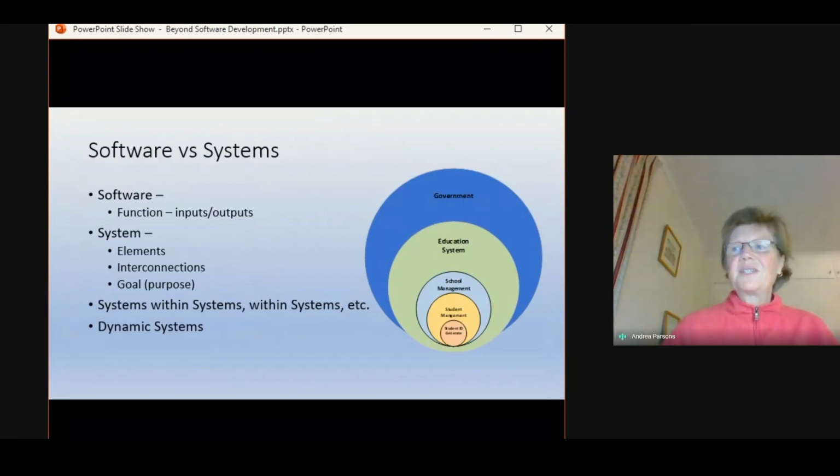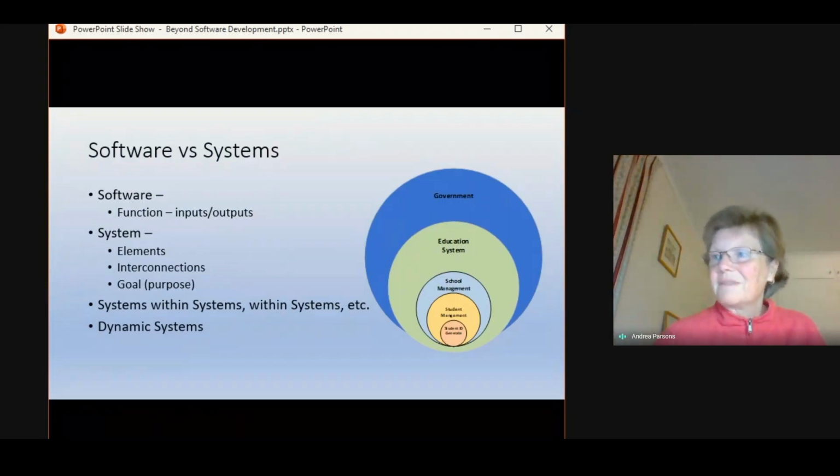And you can have systems within systems within systems, and some of those systems will be dynamic systems. So you have to keep expanding your thinking further and further out, so that you can surface further requirements and considerations from the system within which your software is going to run, and how other systems that it sits in are going to impact it.